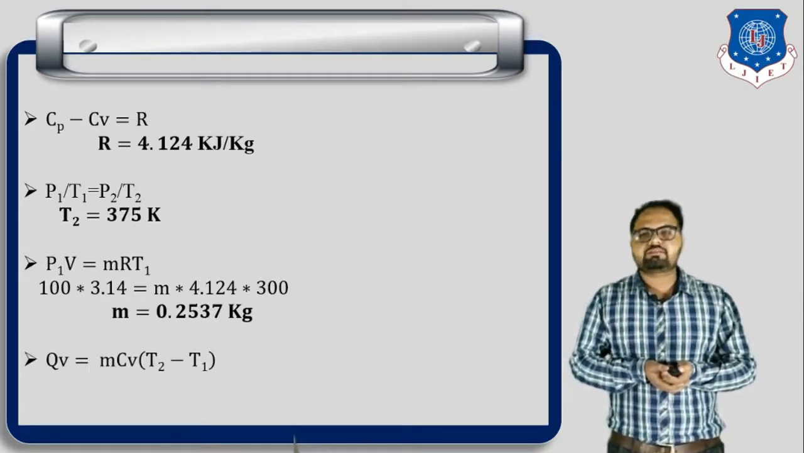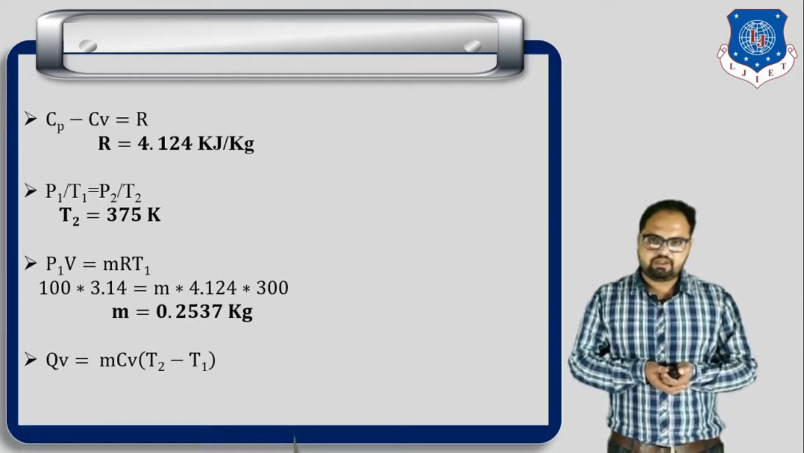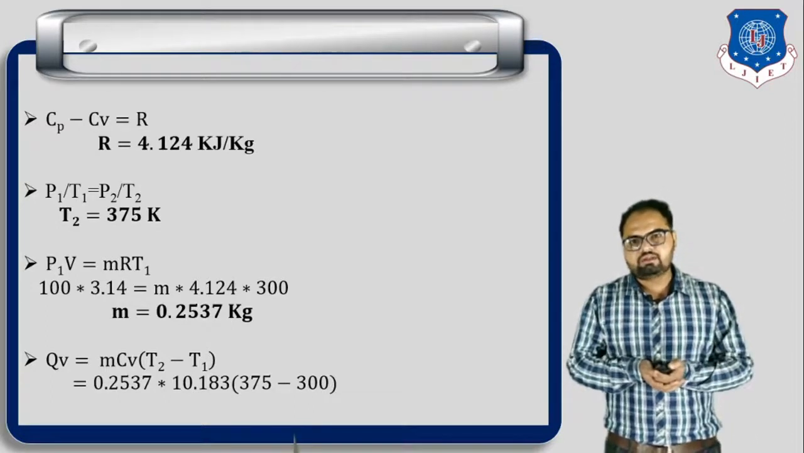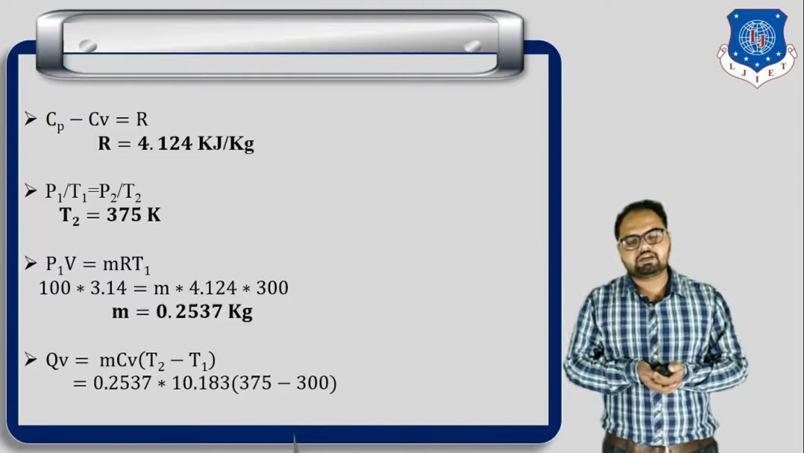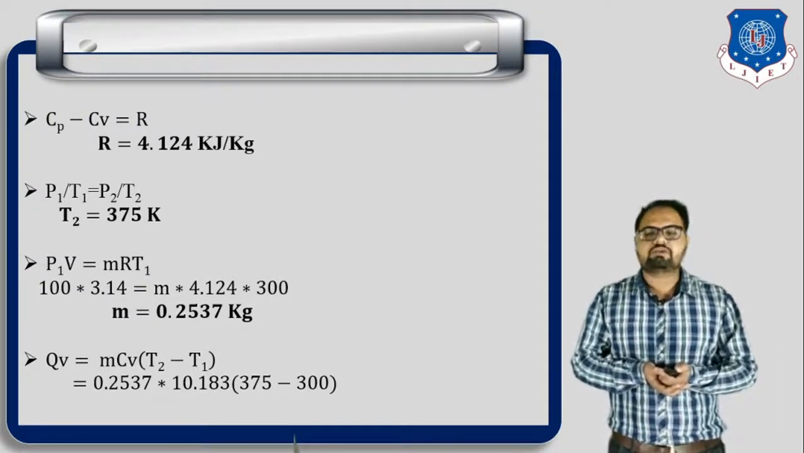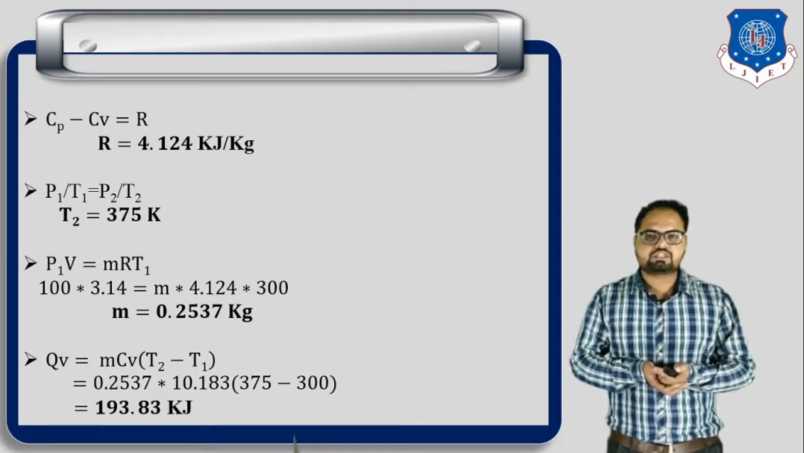Now we can put these values in Qv is equal to m Cv (T2 minus T1). The mass is 0.2537 that we have already found. The value of Cv is 10.183, as given in the numerical. The value of T2 is 375 and the value of T1 is 300. We get 193.83 kilojoule. So this is the heat supplied during the constant volume process.